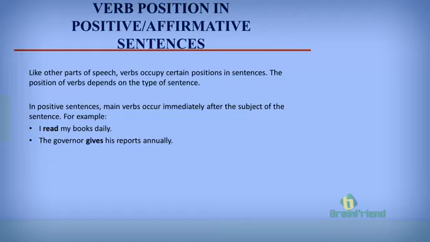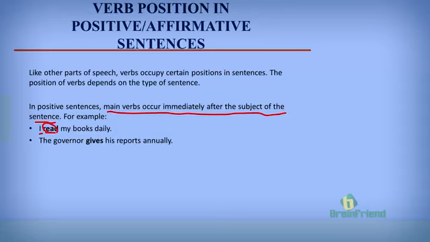In positive sentences, main verbs occur immediately after the subject of the sentence. Positive sentences are also known as affirmative sentences, sentences that state facts or that pass an information positively. Here we have, for example, I read my books daily. We find here that the main verb read occurs after the subject I. So we have I read my books daily.